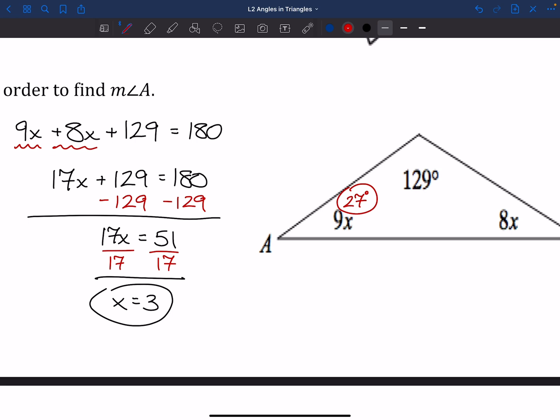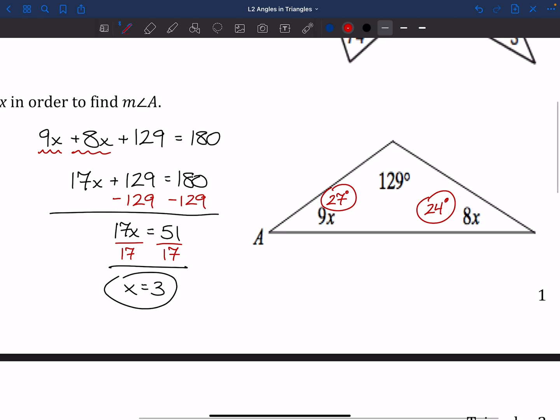If you did want to check your work, it is a good idea to plug this in, see what all the angles are going to be. And then just like I was mentioning before, if you add those up, hopefully 129 plus 27 plus 24 will all add up together to give you 180. So if you ever wanted to check your work, which is not a bad thing to be able to do, that's what you do: just add them all together and see what you get.